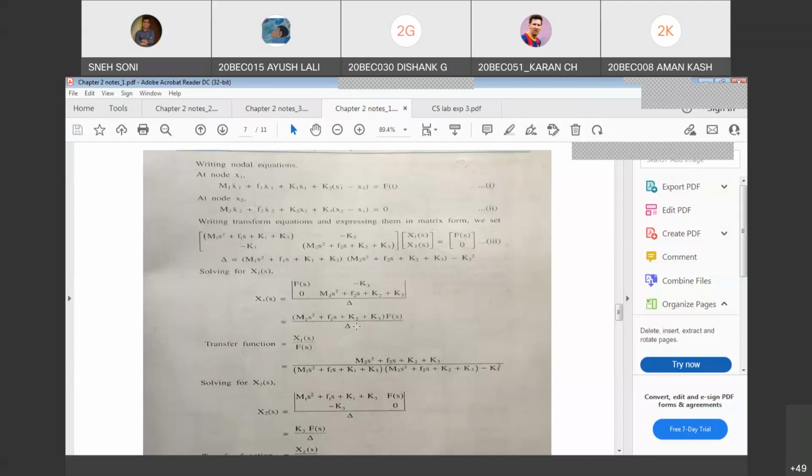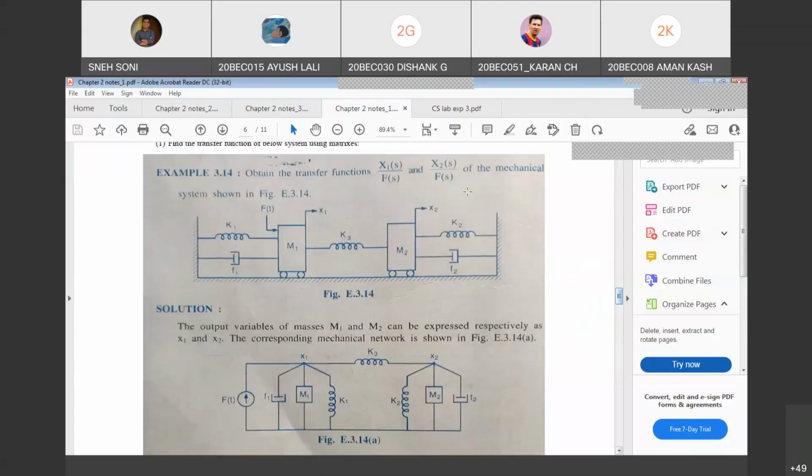Okay, either you can apply this method or you can apply the straight method, which is not given in the book, right? So you may have such problems also. Derive x1 of s by f of s or x2 of s by f of s for a given mechanical system. Steps are straightforward. If the electrical circuit is not asked, it becomes very easy. Draw the nodal diagram, write the differential equation, take the Laplace, and then whichever transfer function you need, x1 of s by f of s or x2 of s by f of s, make the subject accordingly.